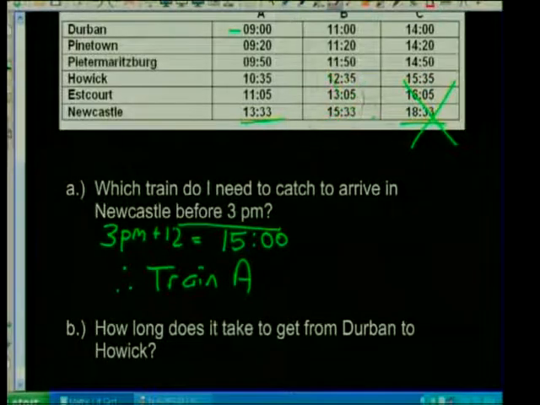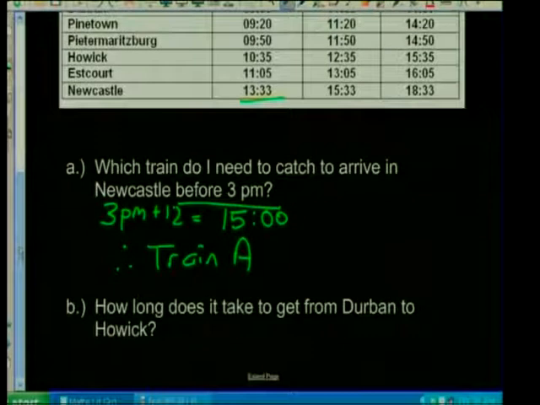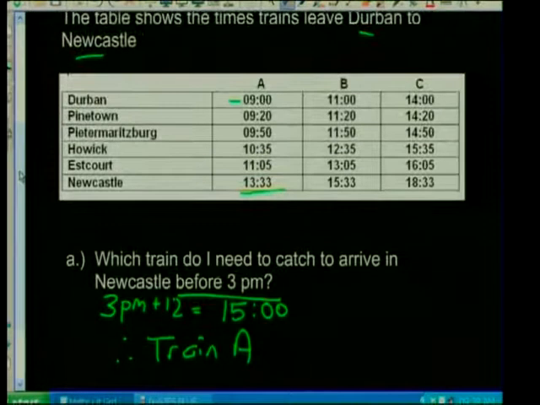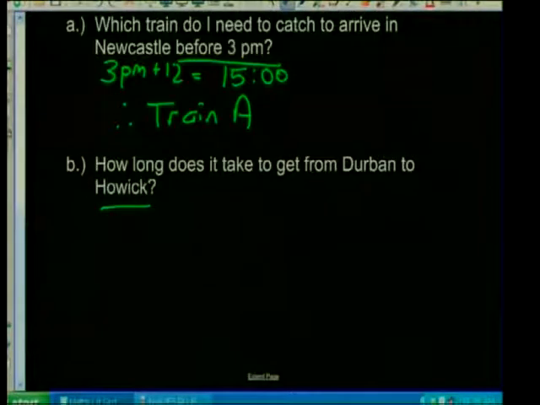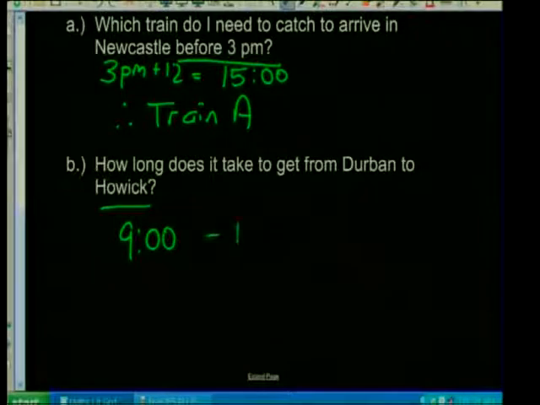Okay, let's delete these. I'm sure we're going to need the question again. How long does it take to get from Durban to Howick? Okay, so we've got Durban to that point here. So we're going to go from 9 o'clock to 10:35. We're leaving Durban at 9 o'clock in the morning, and we're going to get there at 10:35.